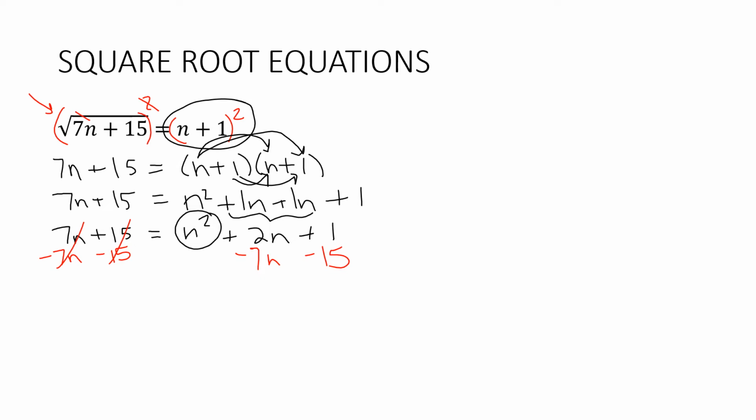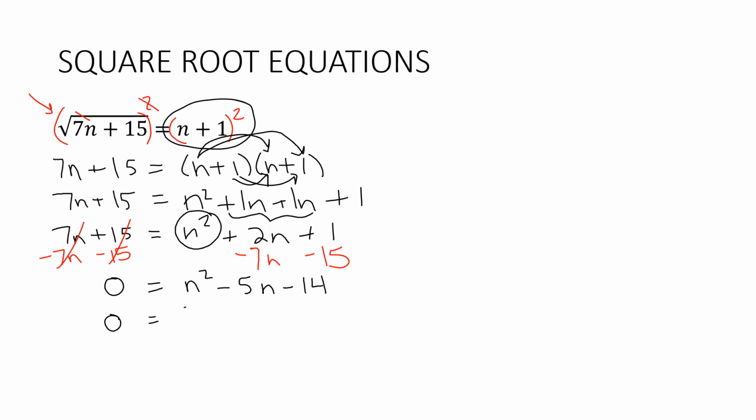So now everything's on one side. There's nothing left over here, so that's going to be 0 equals n squared. See, 2 minus 7 would be negative 5n. 1 minus 15 would be negative 14. So we've got n squared minus 5n minus 14. Now that we can factor.